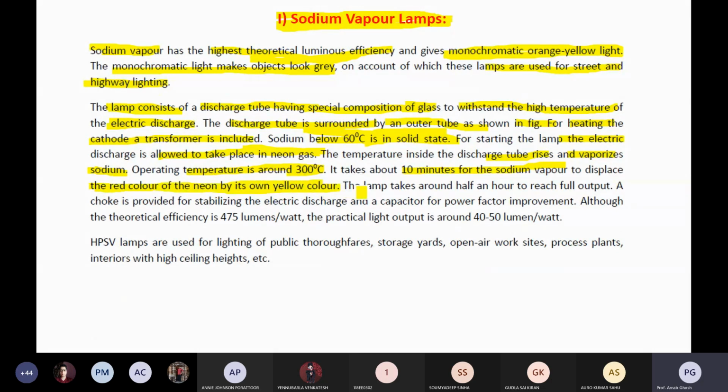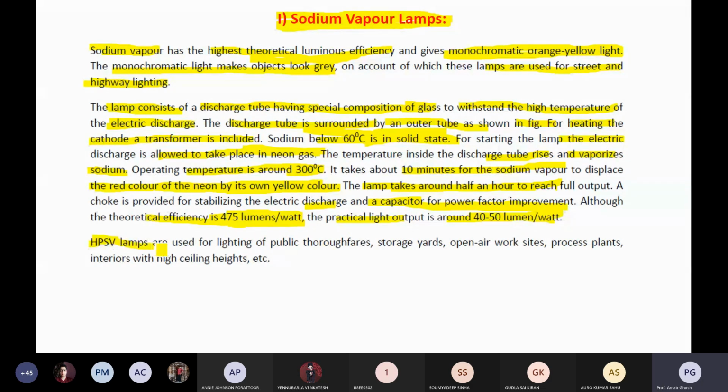Okay, so that's the way the lamp takes around half an hour to reach the full output, and the choke is provided for stabilizing the electric discharge, and the capacitor for power factor improvement. So I am telling you before that the capacitor is used for power factor improvement. Also the theoretical efficiency is 475 lumen per watt. Okay, so that is your efficiency, lumen per watt. The practical light is around 40 to 50 lumen per watt.